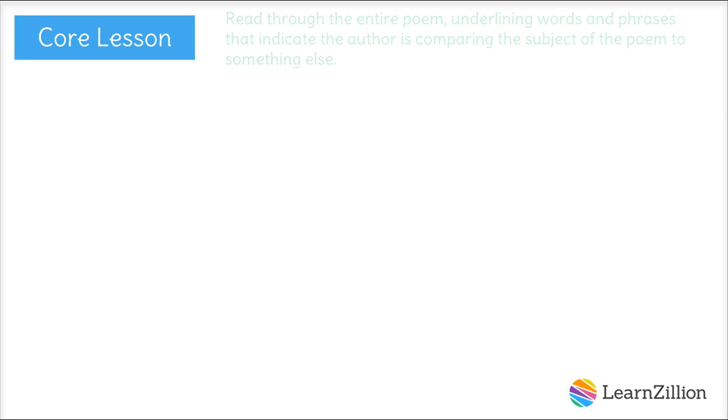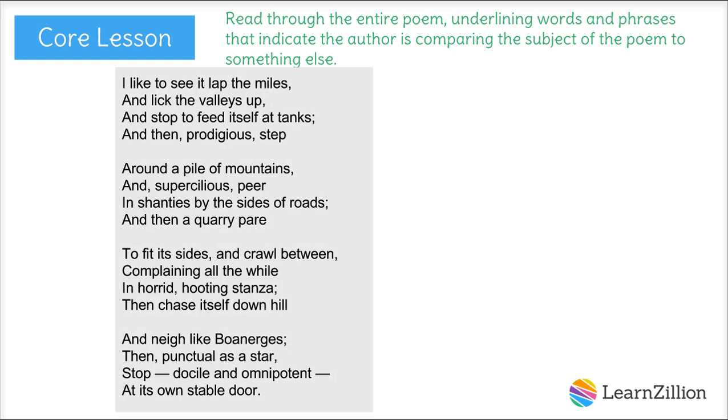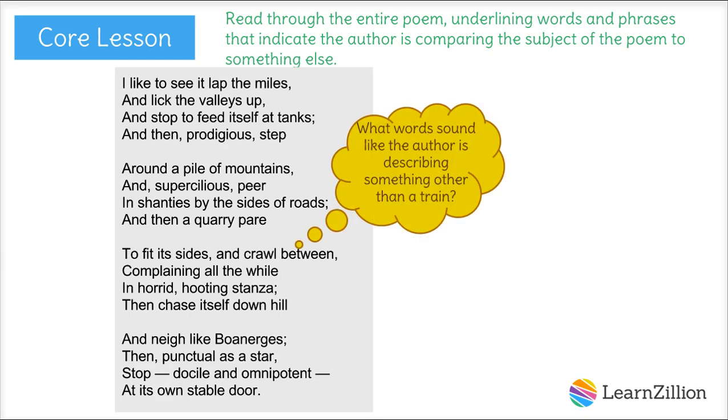In the first step, I'm going to read through the poem and underline the words or phrases that indicate the author is comparing the subject of the poem to something else. I know that the subject of the poem is a train, so I'm going to try to underline the words that seem like they're describing something other than a train. Let's see, in the first stanza, the words lick and lap are not actions that a train would normally do, so I'm going to underline those. A train would not really be able to step around a pile of mountains, so I'm going to underline that.